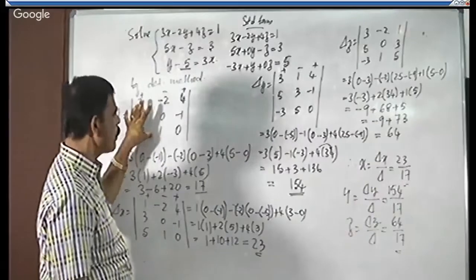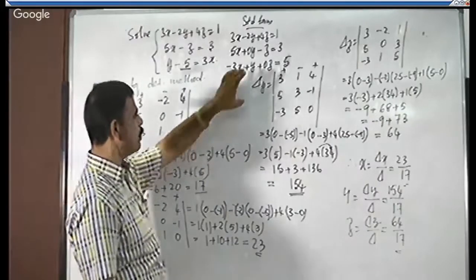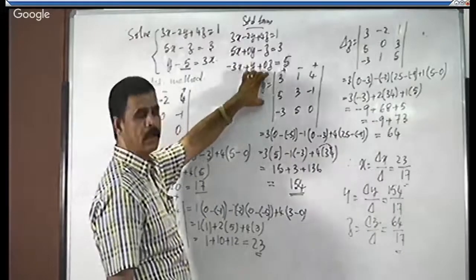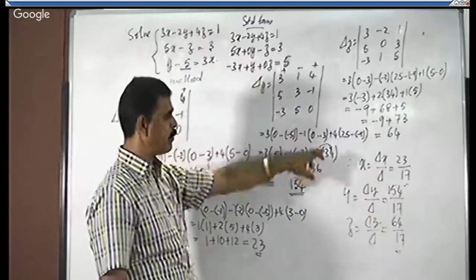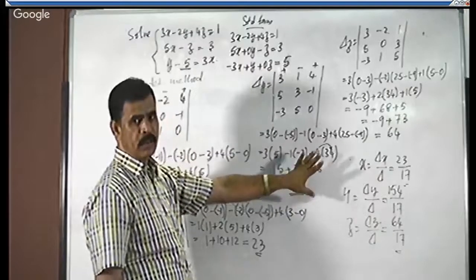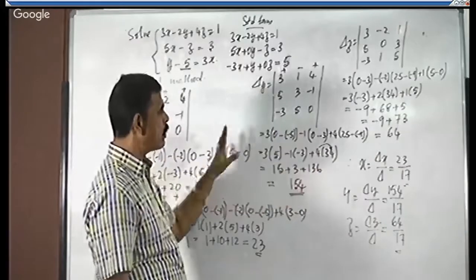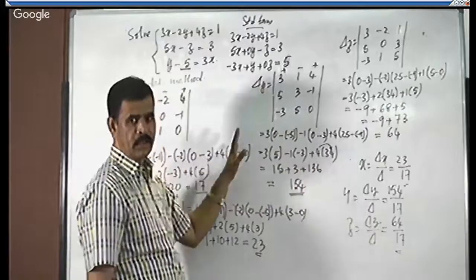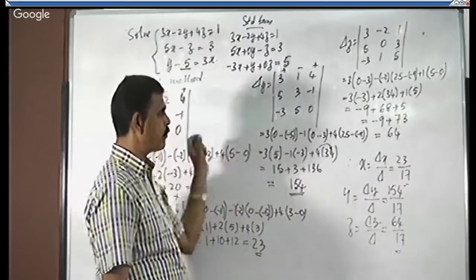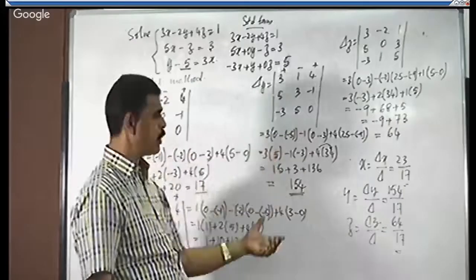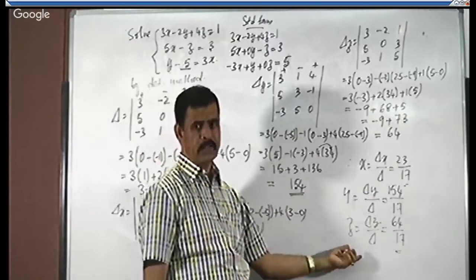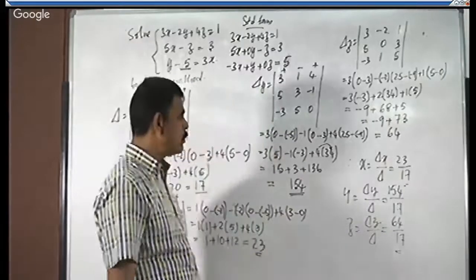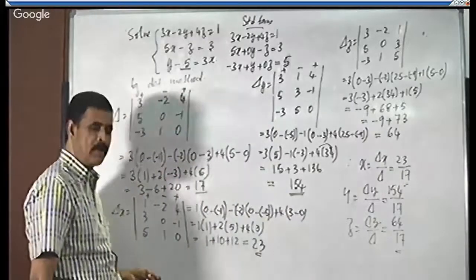Along with delta, to get y, we need delta y. Calculate delta and delta y. Take the formula, substitute it. If they ask only z, you need not calculate delta x and delta y. Calculate delta and delta z. With that, you can calculate z. Right? So this is the procedure we need to follow.